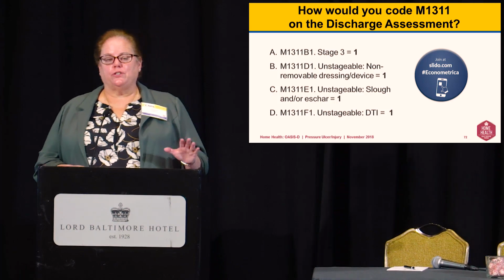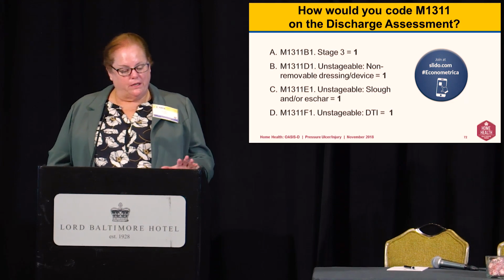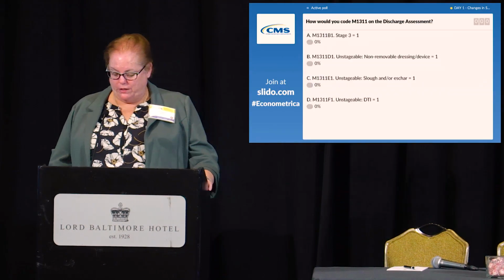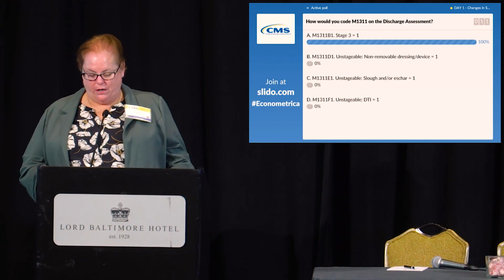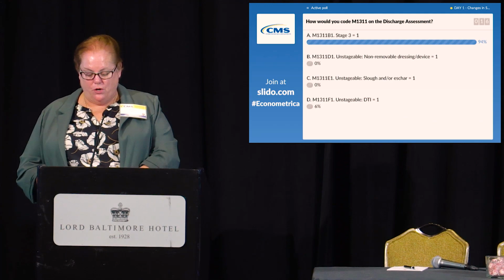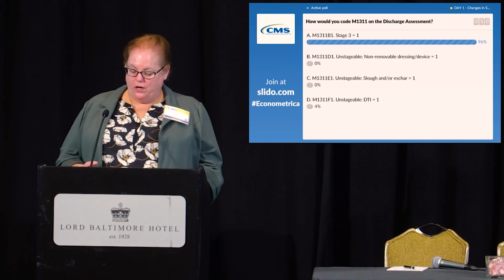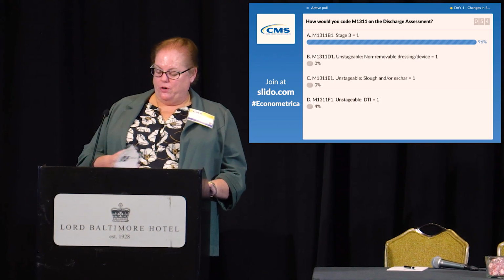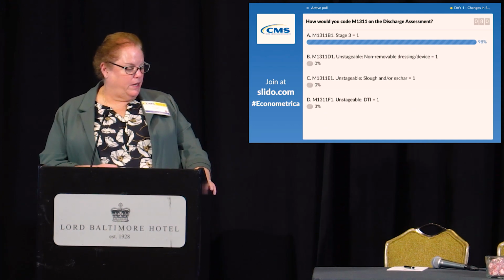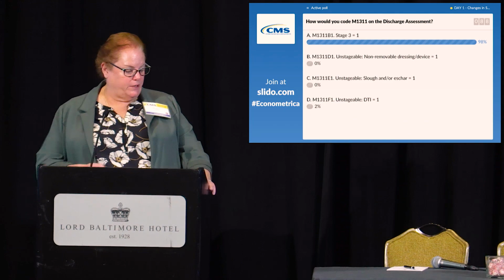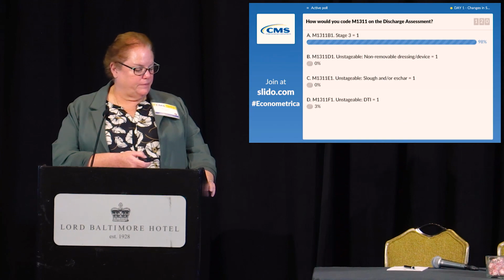All right. So now we are at the discharge assessment. So they came in with a deep tissue injury, and then 10 days in, it declared itself as a stage 3. How would you code M1311 on the discharge assessment? Would it be stage 3 equals 1, non-removable dressing or device equals 1, unstageable due to slough or eschar equals 1, or a deep tissue injury? Okay. And we have almost everyone having this coded as M1311B1, stage 3. Let's see what the answer is.